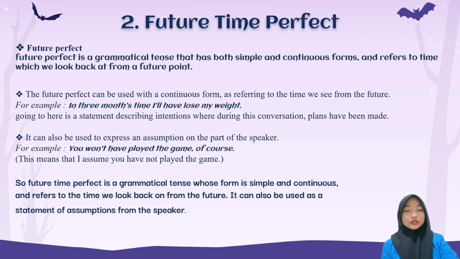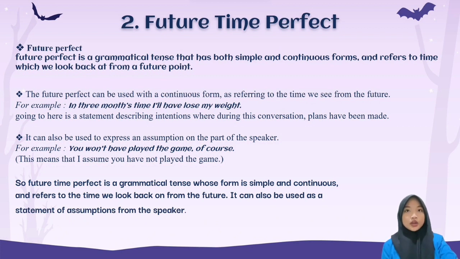And next, the future perfect can be used with a continuous form as referring to the time we see from the future. For example, in 3 months' time, I will have lost my wage. Going to here is a statement describing intention where during this conversation, plans have been made. And it can also be used to express an assumption on the part of the speaker. For example, you won't have played the game. Of course. This means that I assume you have not played the game.